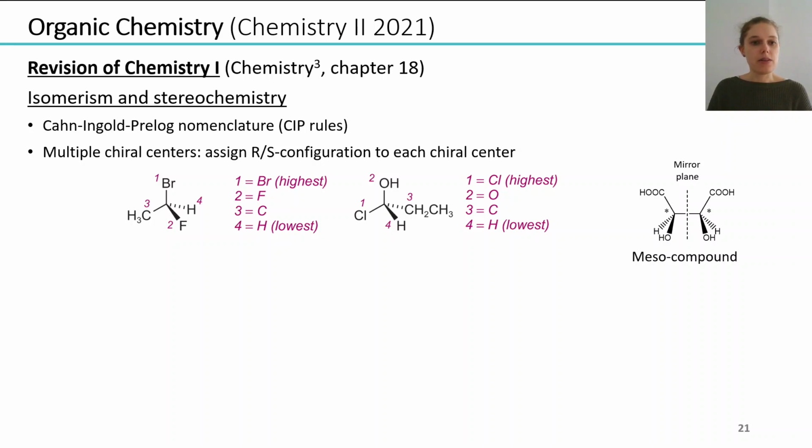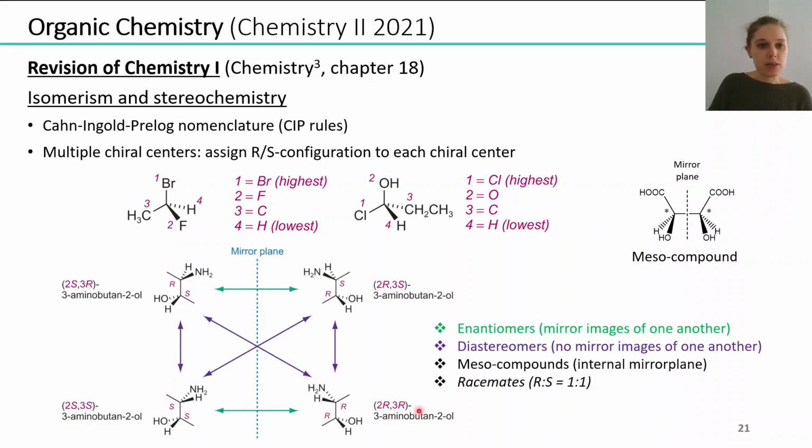So this is what you do when you have only one chiral center in the molecule. But what do you do if you have more than one chiral center in the molecule? For example, here we can start with this 2S,3R 3-amino butane-2-ol. We can see that on this top carbon atom we have a chiral center, and also on this bottom carbon atom. If we change the chiral centers to exactly the opposite ones, so we go from R to S and from S to R, then we can say that these two molecules are enantiomers.